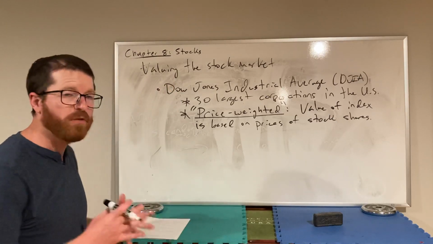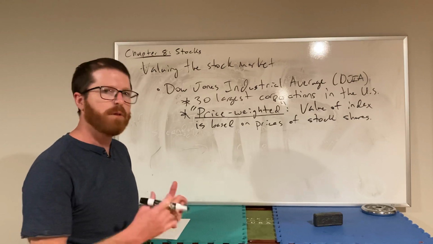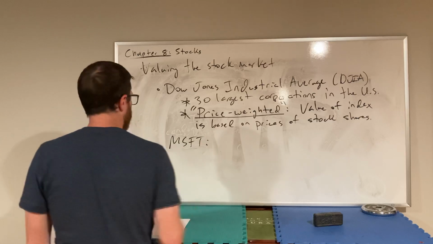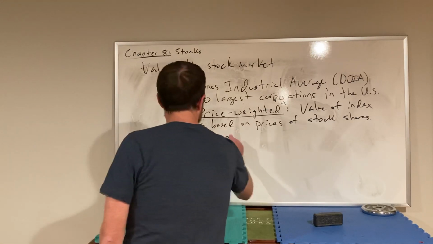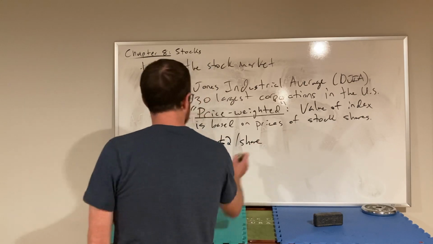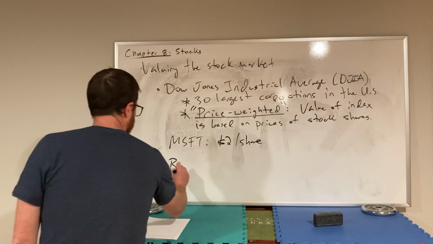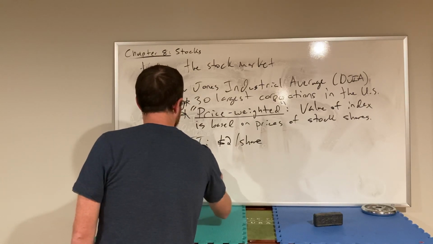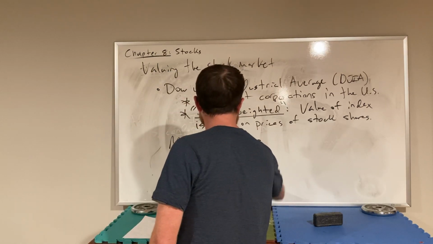To do that, I'm going to use a little bit of terminology that we'll gradually introduce as we go through this. Let's imagine that Microsoft, I'm just going to make up some numbers to begin with here, is worth $2 a share. And at the same time, Boeing, the airplane manufacturer, is worth, let's say, $198 a share.